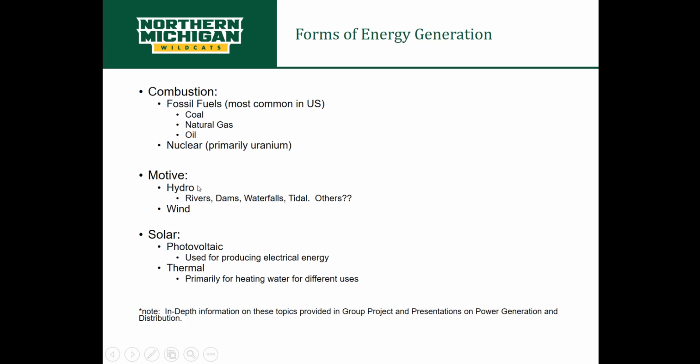In the motive section, we have hydro and wind. This is just using some sort of resource to turn a turbine of sorts. So these two actually operate very similarly, just using water versus air. And then solar, we actually have two different types. Photovoltaic is what we use for electrical energy generation, and thermal can be used for energy generation, but is really not efficient at all. We use it more for heating water for different uses, and you're mostly only in desert areas where you get a lot of sunlight and not a lot of water.